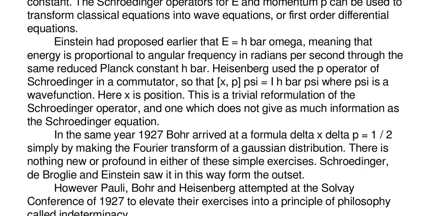Heisenberg used the p operator of Schrödinger in a commutator so that the commutator of x and p acting on the wave function psi is equal to i h bar psi. Here x is position. This is a trivial reformulation of the Schrödinger operator, and one which does not give as much information as the Schrödinger equation. In the same year, 1927, Bohr arrived at the formula delta x delta p equals a half, simply by making the Fourier transform of a Gaussian distribution. There is nothing new or profound in either of these simple exercises. Schrödinger, de Broglie, and Einstein saw it in this way from the outset.